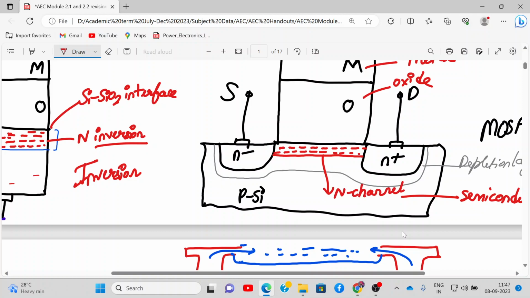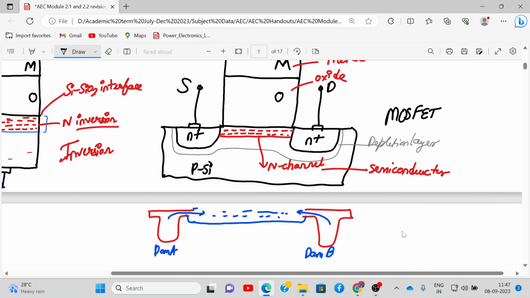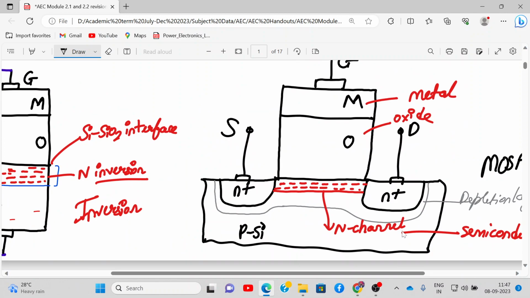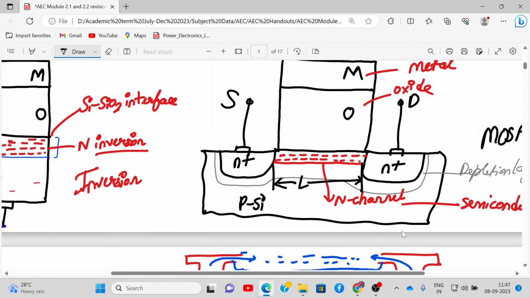Are you getting it? Did you follow now what happened? And since we are connecting source and drain, this we can achieve at a much lower voltage, at a gate voltage of around, let's say, 3 volt, 4 volt; we can achieve this channel to be formed. And the distance between this source and drain is called the channel length. This distance from here to here is called channel length. L is called channel length.